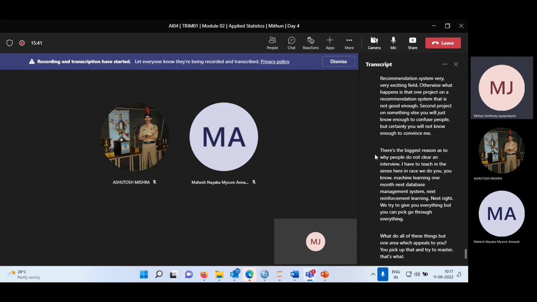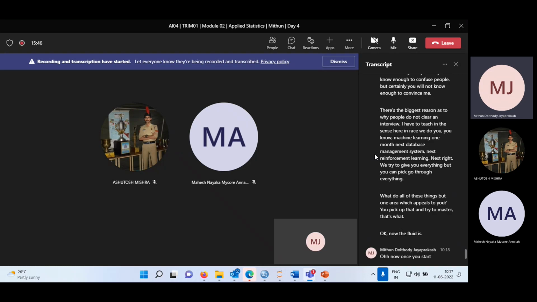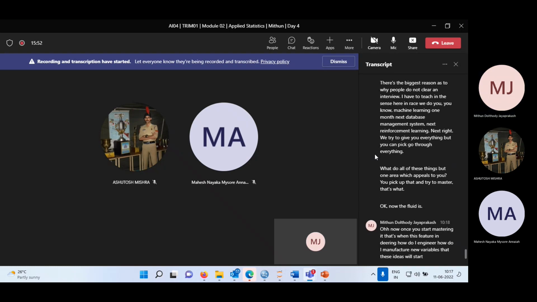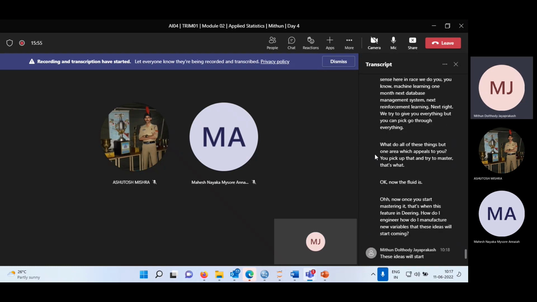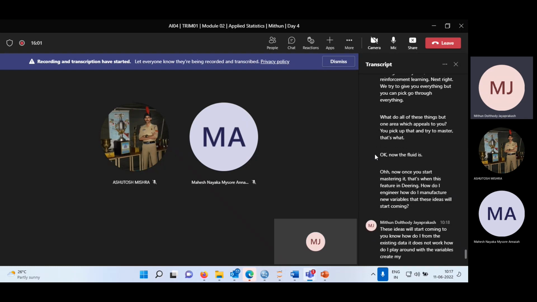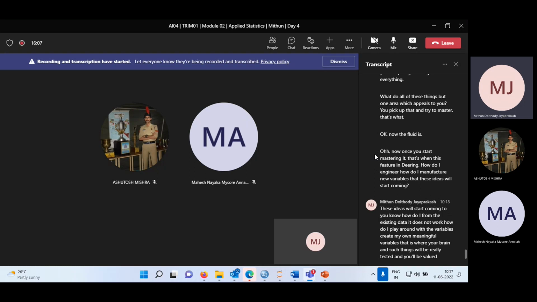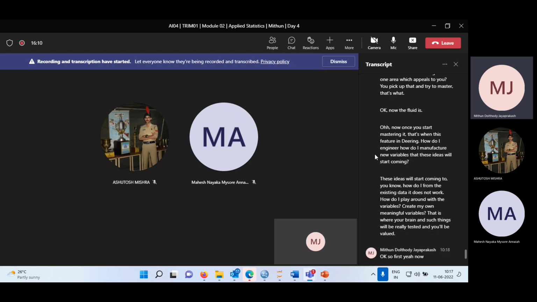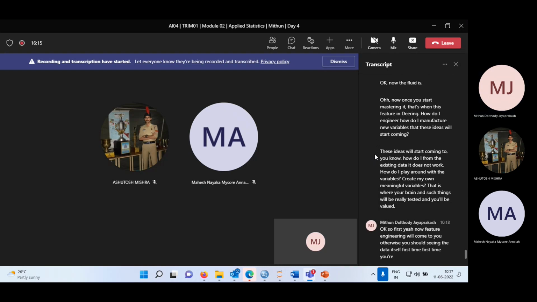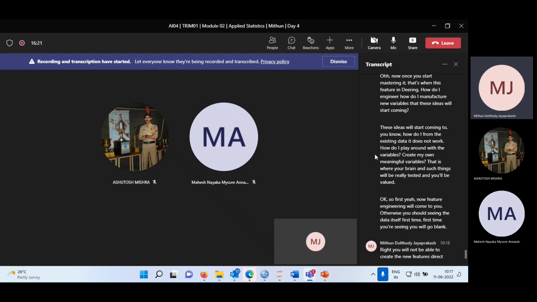Once you start mastering it, that's when feature engineering comes in. How do I engineer? How do I manufacture new variables? These ideas will start coming to you. How do I, from the existing data, when it does not work, play around with the variables and create my own meaningful variables? That is where your brain will be really tested and you will be valued. Okay, so far it's clear. Now feature engineering will come to you. Otherwise, if you're seeing the data for the first time, you'll go blank, right? You will not be able to create new features, derive new columns and such things.